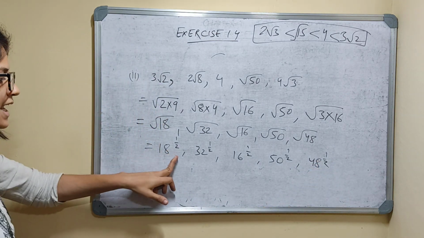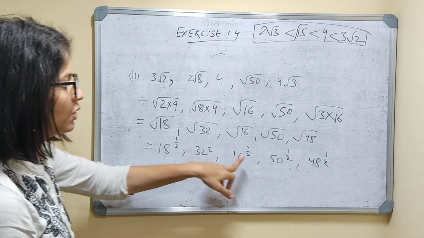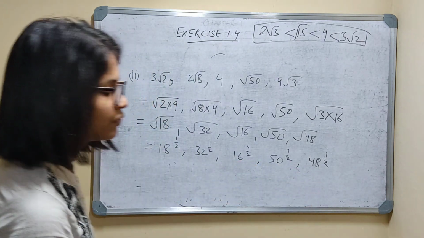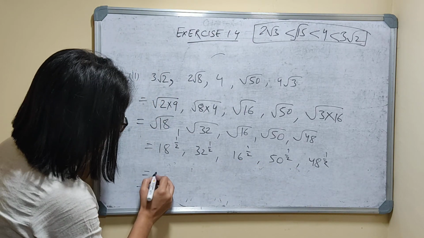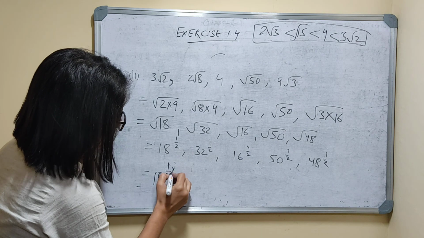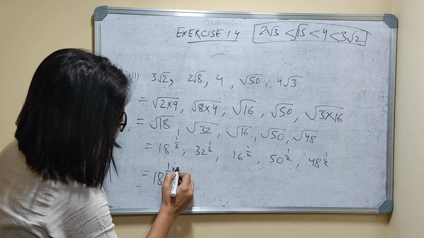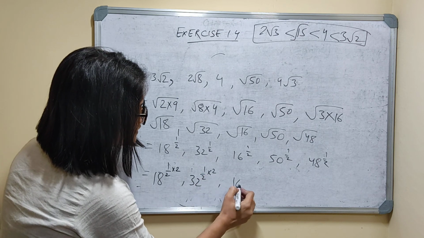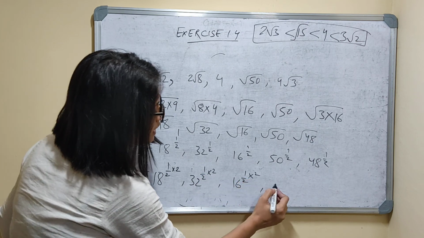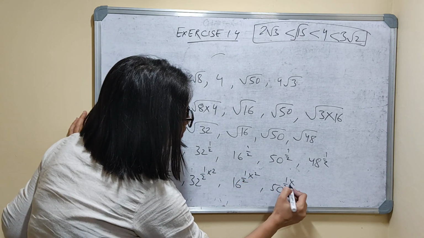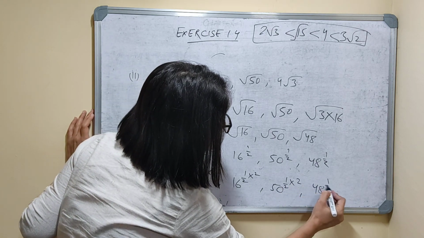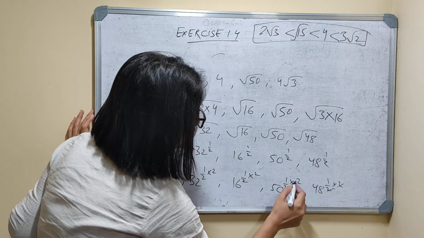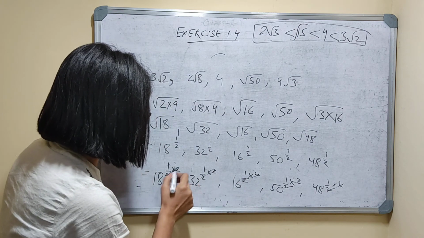Now again take LCM of all the denominators of the power, 2. So LCM will be 2 only. So multiply with the LCM these all powers: 32 power 1 by 2 into 2, 16 power 1 by 2 into 2, 50 power 1 by 2 into 2, 48 power 1 by 2 into 2. 2 cancel, 2 cancel, 2 cancel, 2 cancel.